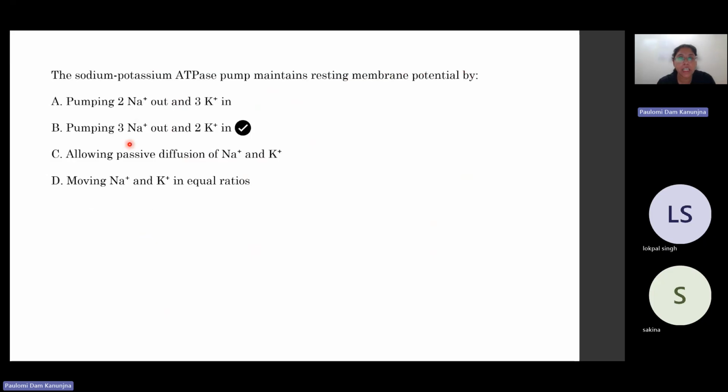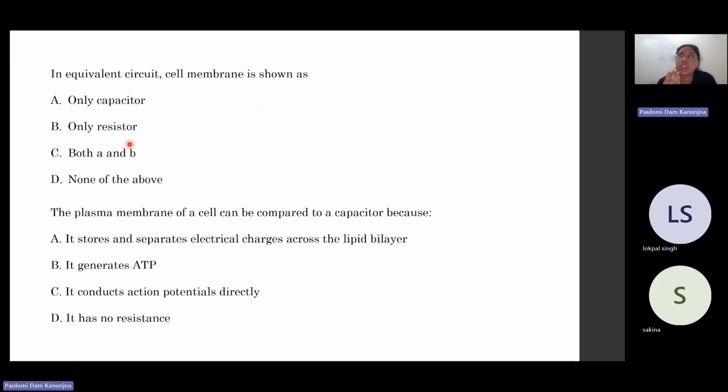Okay, great. All right. Now this covers your model, the Hodgkin-Huxley model, right? So the first one says in an equivalent circuit, which is basically cell membrane equal to a circuit, what does a cell membrane represent? Okay. And the next one says the plasma membrane of a cell can be compared to a capacitor because of which property?